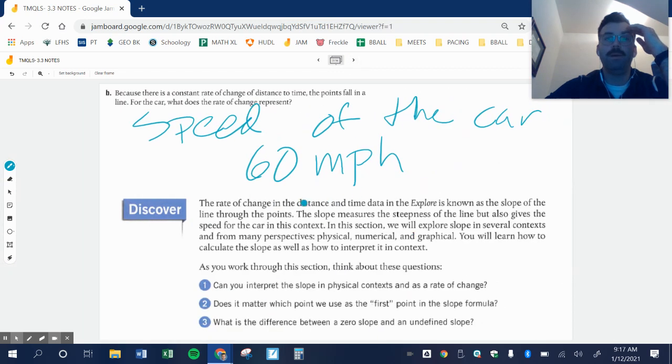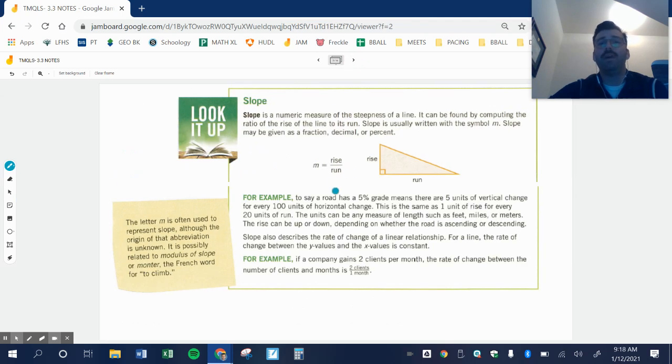All right. So what's our discovery about? Can you interpret the line? So interpret the slope in physical context as a rate of change. Doesn't matter which point we use first. If we're talking about a slope formula, and what's the difference between 0 and undefined slope? Okay. So obviously you've seen this in the past. Slope is rise over run. Okay. How much we increase by, over how much we go horizontally. All right, there's a couple examples here that you can read over. I'm not going to read those to you. It's not story time, unfortunately.